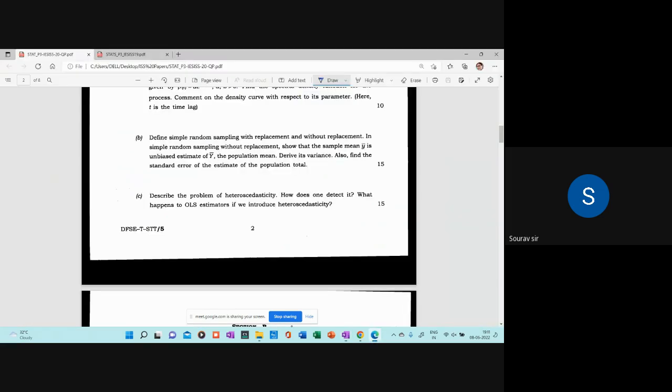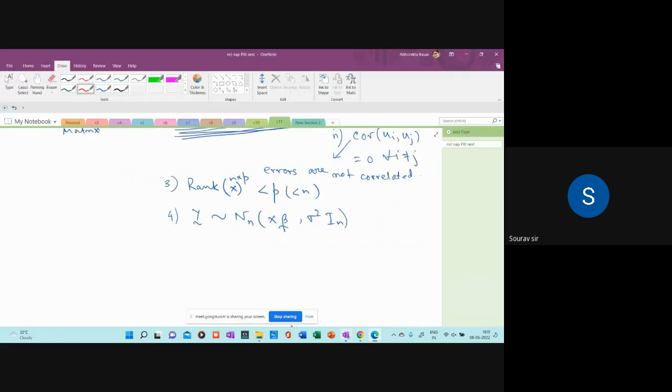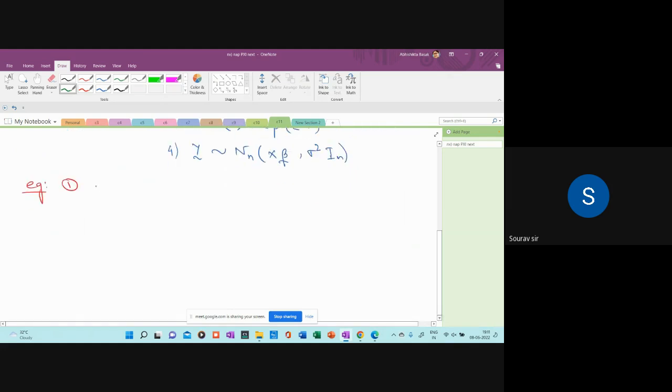So they say describe the problem of heteroskedasticity. This is my usual Gauss Markov problem. Then we are going to write where we can come across the problem of heteroskedasticity. We can give some examples of situations where we come across heteroskedasticity. You can choose any example in the exam to explain this. I am giving you one or two examples for your convenience. Number one: let us consider y to be the consumption and x to be the income.